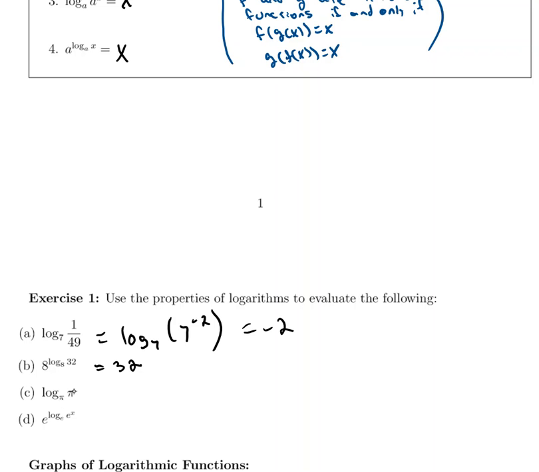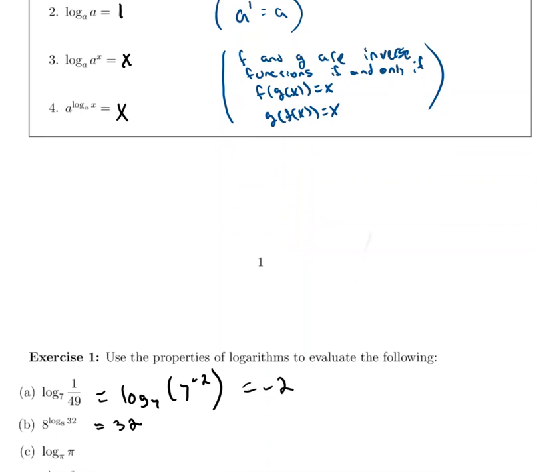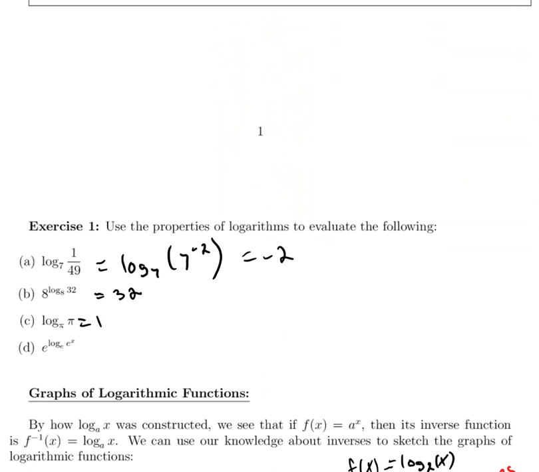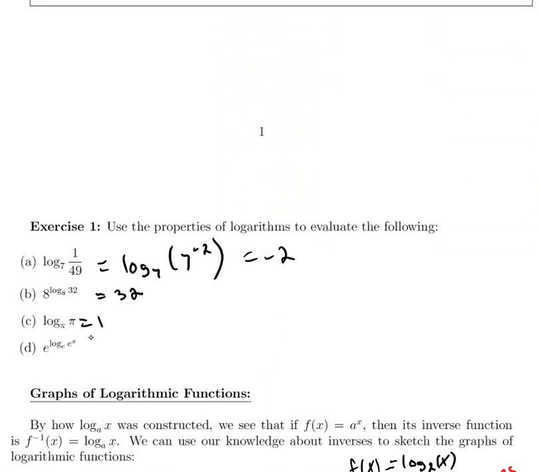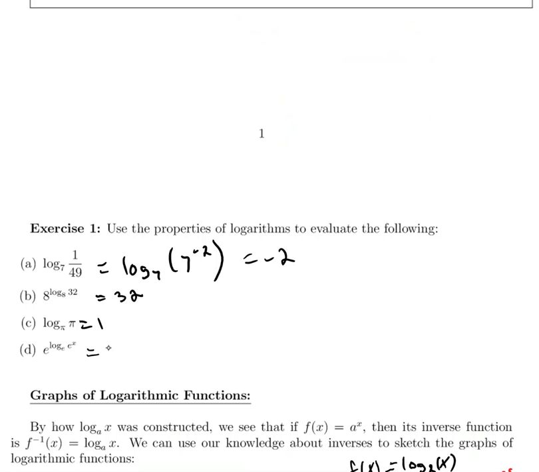Log base pi of pi, because I never said I have to have integers for the bases of my logarithms. That's the same as looking at property 2 up here. Log base a of a is equal to 1. So log base pi of pi is equal to 1. And then log base e of e to the x is equal to x. So if we simplify the exponent with property 3, we're just left with e to the x here.